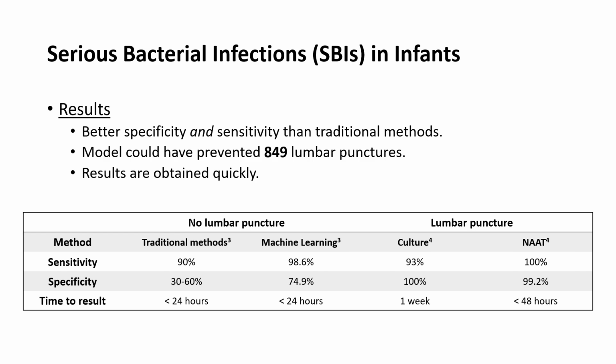Overall, the researchers developed a machine learning model that looks at the same data we have already been looking at and has much better accuracy. It should also be noted that the sensitivity of this model is very impressive and is even higher than the sensitivity of cerebrospinal fluid culture, which does require a lumbar puncture.